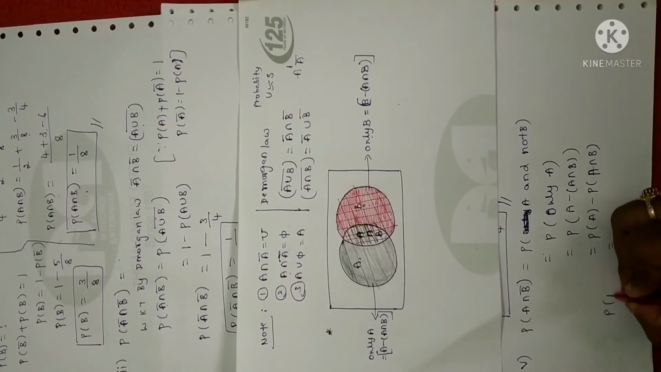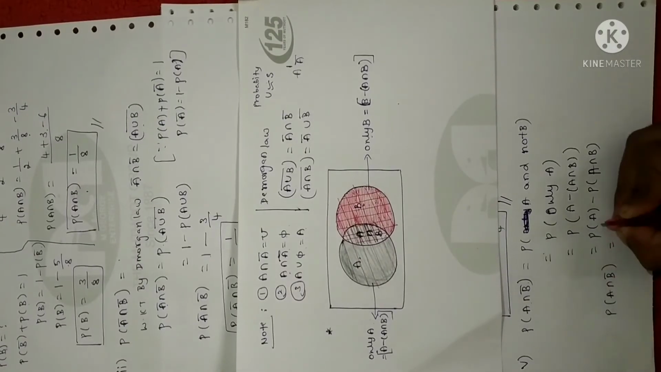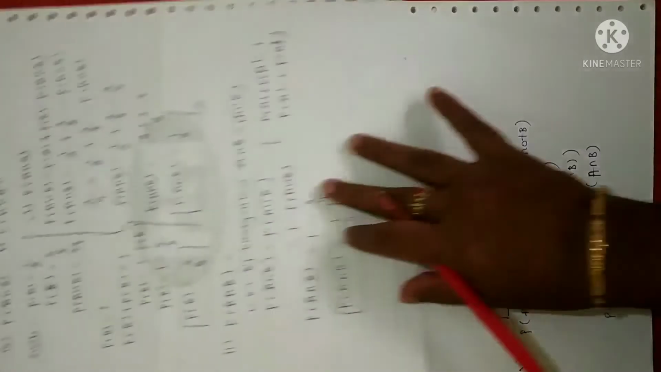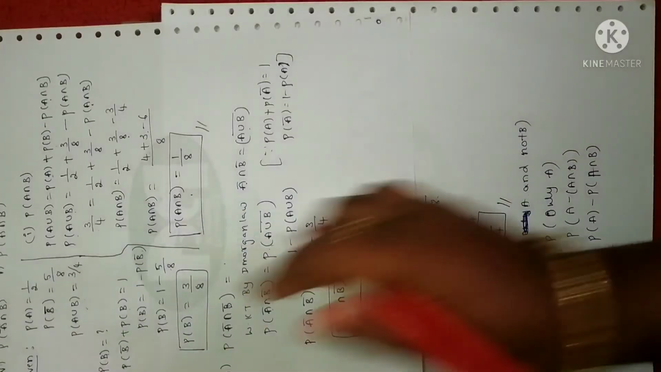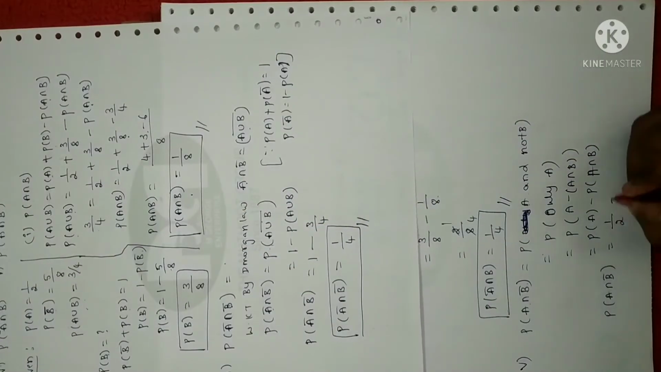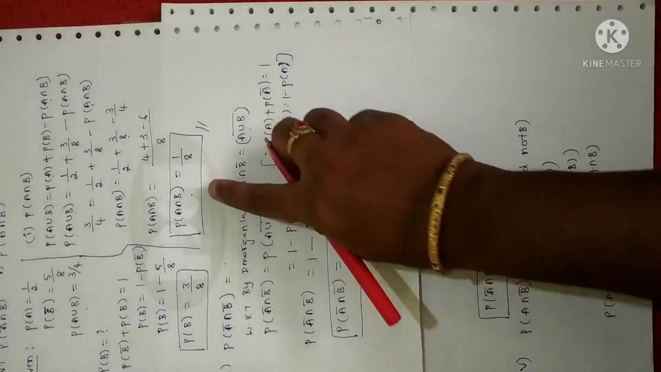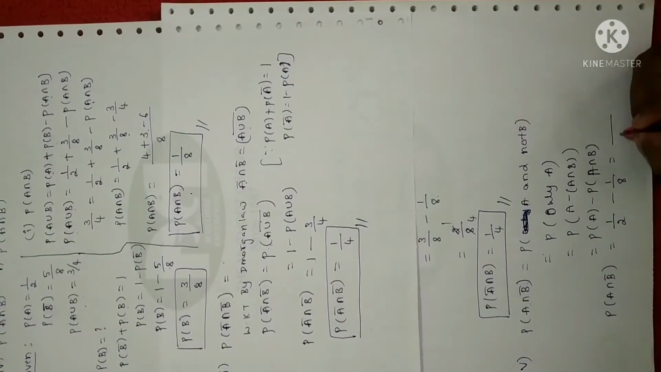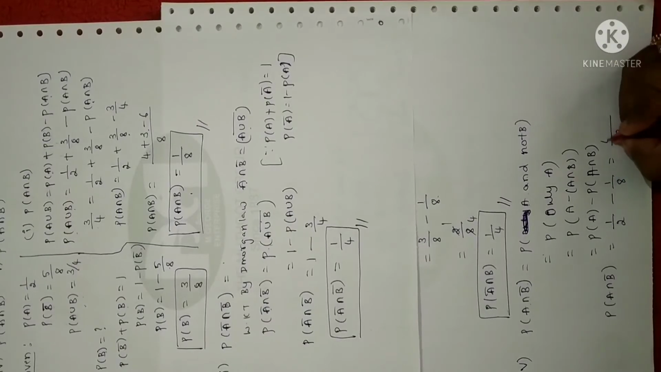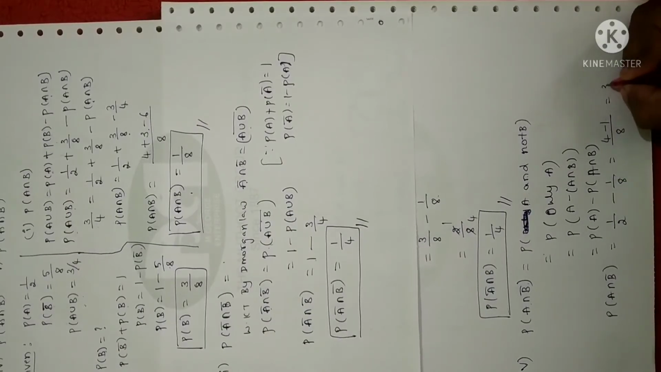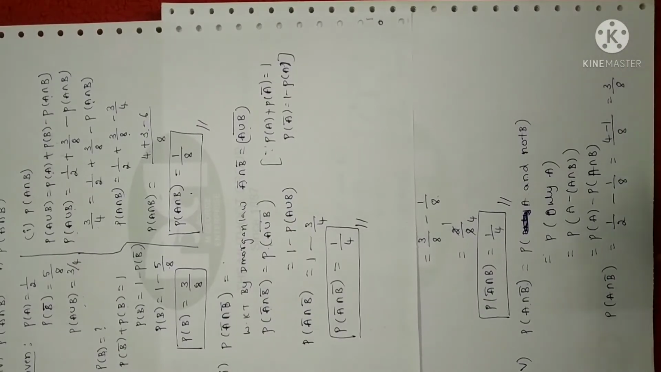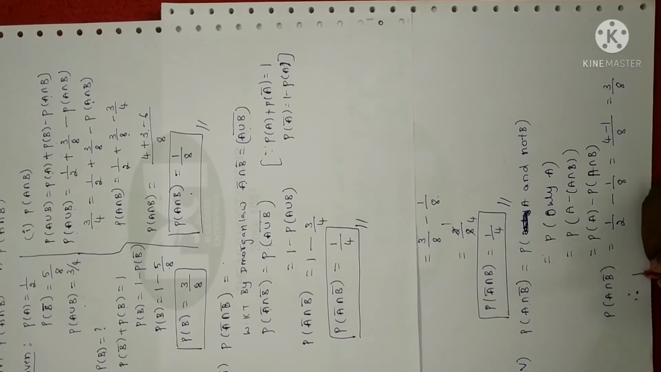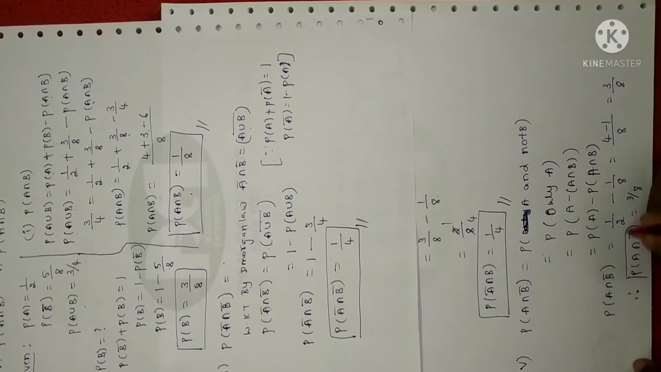Fine. Probability of A intersection B bar is equal to, what is the value of probability of A? It is given in the problem. It is 1 by 2. So I'll just substitute 1 by 2 minus probability of A intersection B. I have already done it. It is 1 by 8. Fine. So take an LCM. It is 8. You will get 4 times, that is 4 minus 1. You will get 3 by 8. Clear? Therefore, probability of A intersection B bar is equal to 3 by 8.